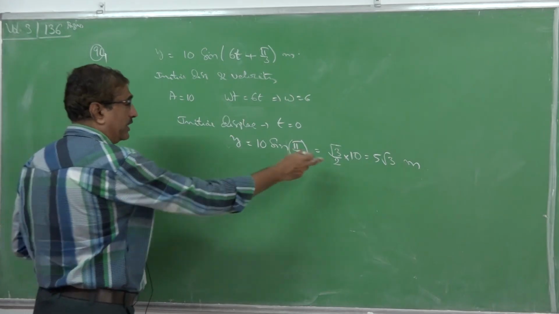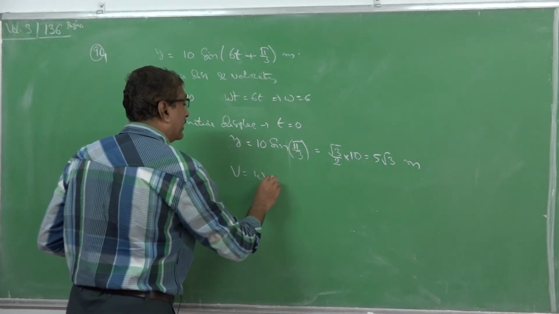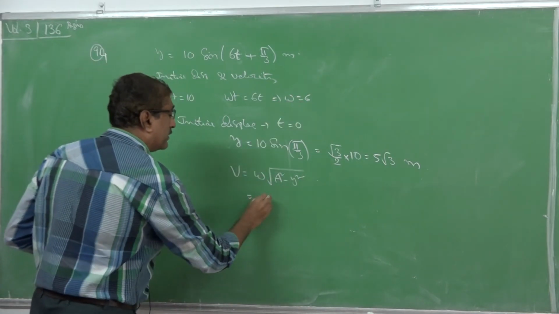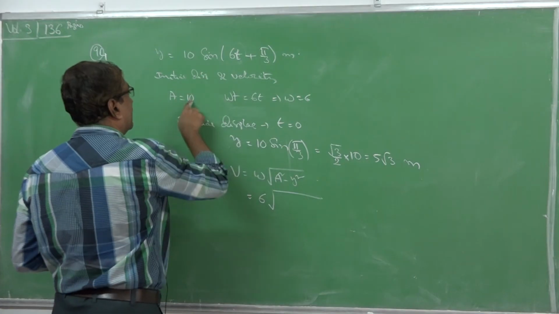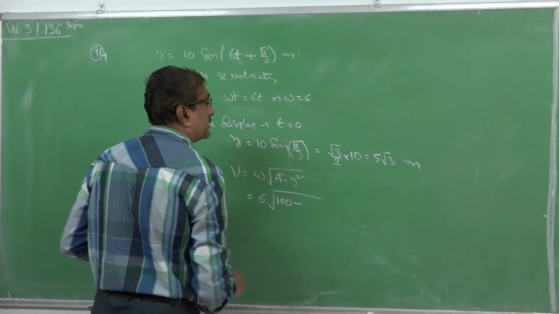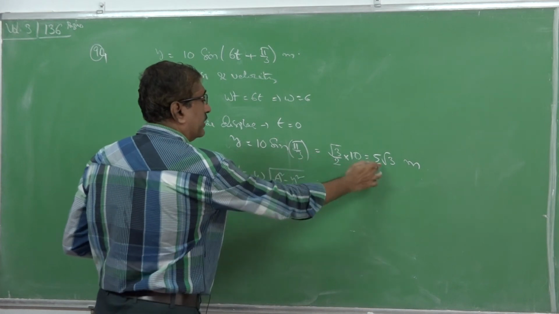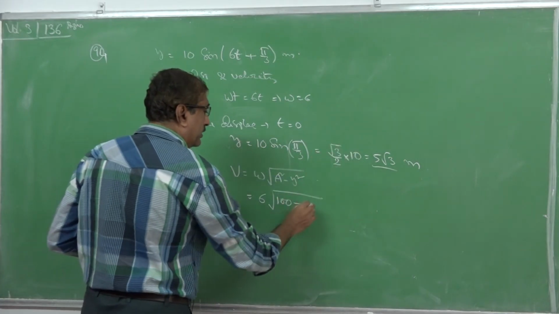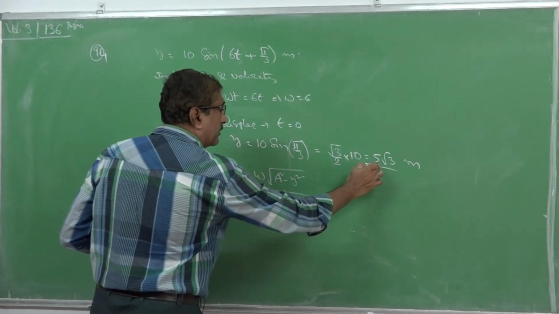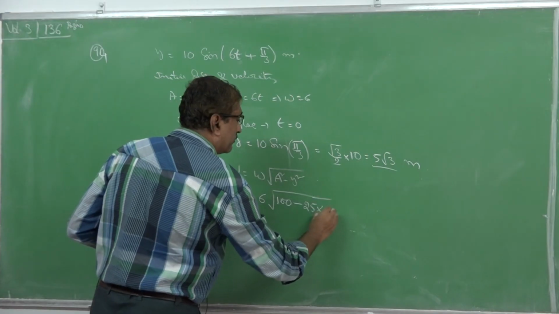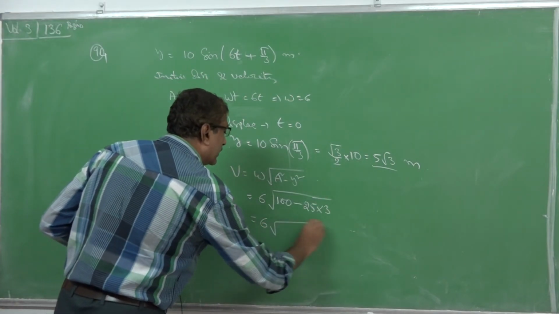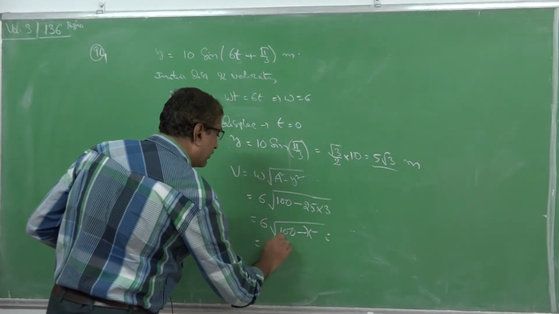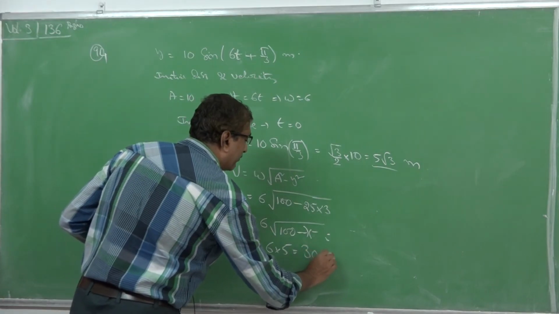Now, initial velocity is v equal to omega times square root of A square minus y square. Omega is 6, A square is 100, minus y square, where y initially is 5 root 3. Squaring that we get 25 into 3, that is 75. So it is 6 into square root of 100 minus 75, that is 6 into square root of 25, which is 5. That is 30 meters per second.